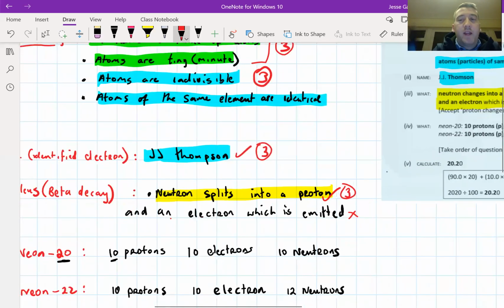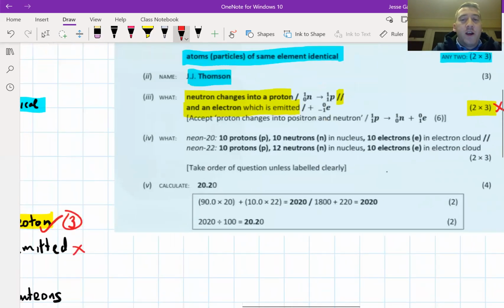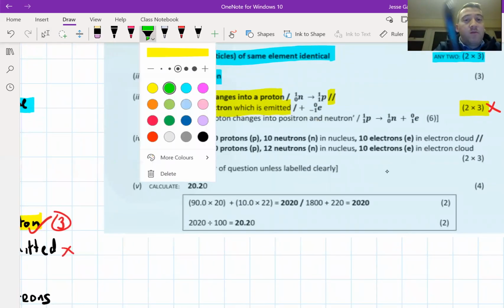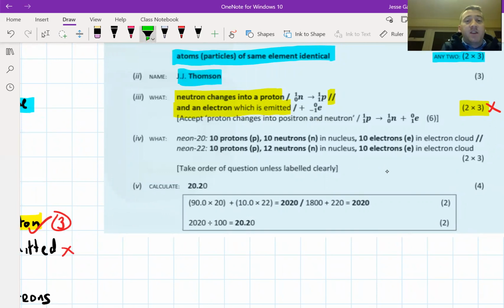Okay, on to the next bit. All right, so I'm annoyed now that, obviously, I'm demonstrating to you the standard, but I would be annoyed if I had done that in the exam. Right, the next one. What is the composition of neon 20?